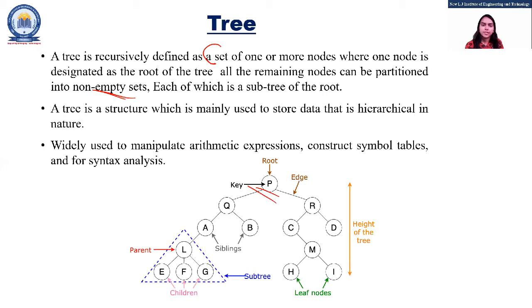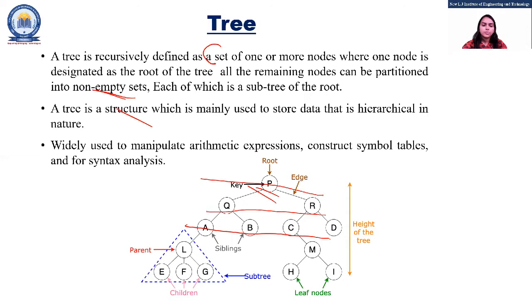So basically a tree has a main node, the root node, and all the other nodes. There are different types of nodes such as child nodes and leaf nodes. A tree is a structure which is mainly used to store data in a hierarchical nature, right? So it is basically following a hierarchy. Here, if you see P, then there is Q and R, then there is A, B, C, D. So a hierarchy is maintained.